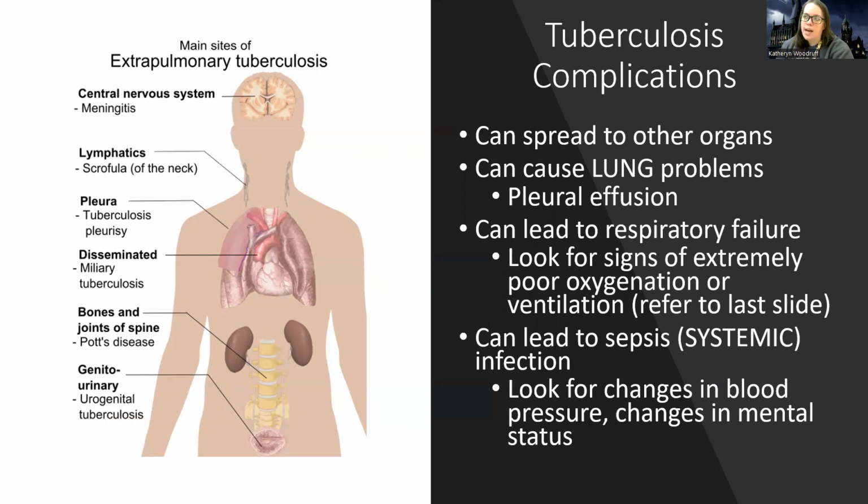You're going to look for any sign that their work of breathing is getting worse, or that they're showing signs that their body's not getting perfused or not getting good oxygen, like their SpO2, their blood gases. You're going to maybe notice it in their capillary refill and in their flow to their other tissues. It can also lead to sepsis, which is a systemic infection. So for this, we're going to look for changes in blood pressure and changes in mental status. The changes in blood pressure would be a drop in blood pressure, and they can have a decreased level of consciousness or confusion.